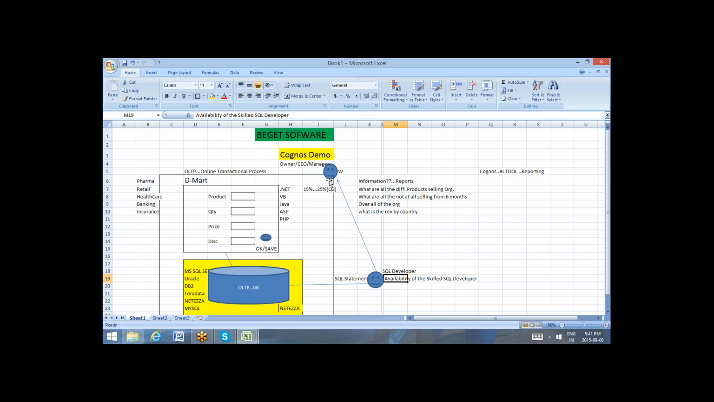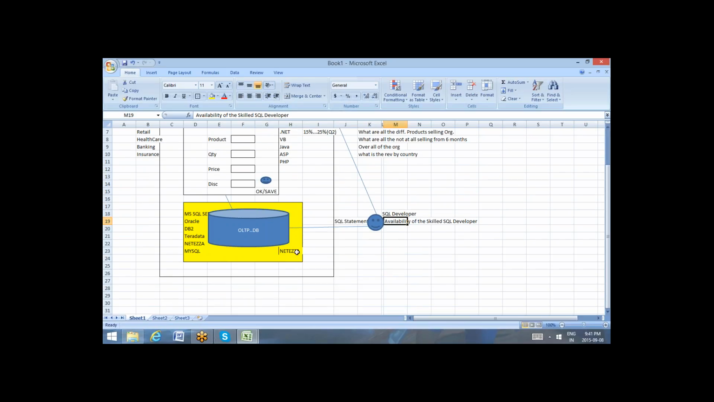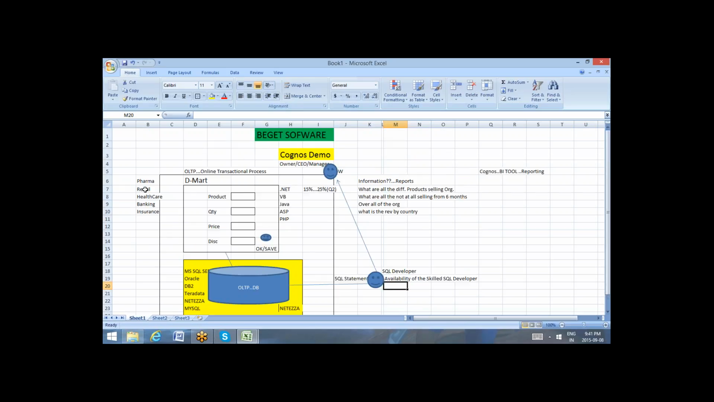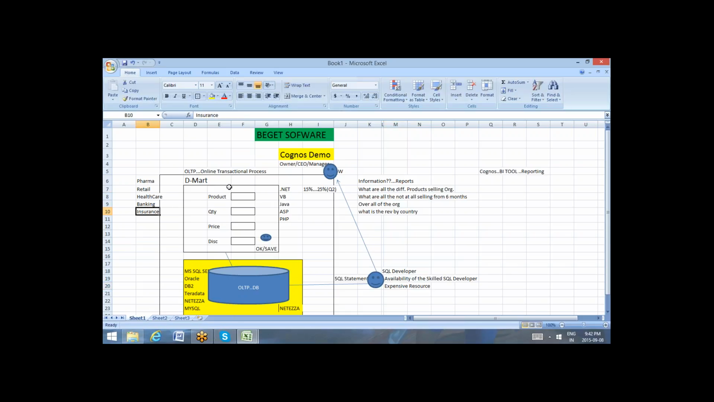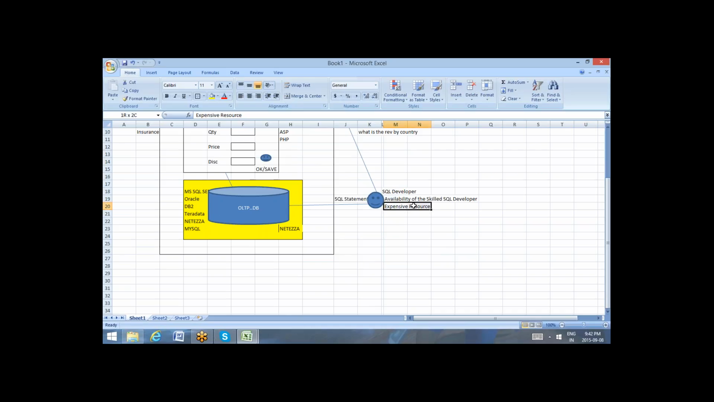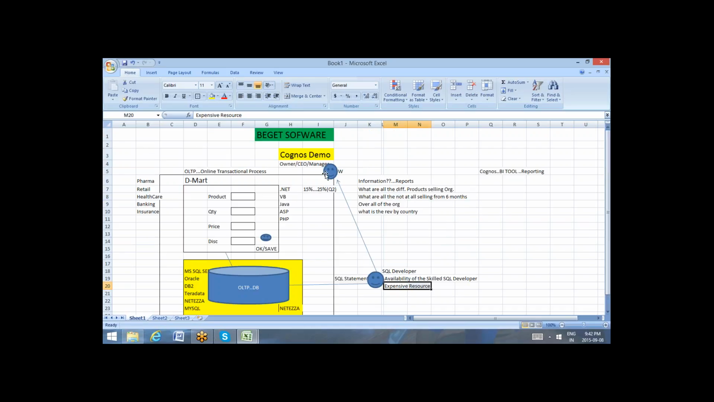Even if he hunts the entire market, assume I found one good SQL developer who writes SQL statements on top of Netezza. Since these kinds of databases and businesses are spread across all different domains, the demand is high, but the availability of skilled SQL developers in the market is low. So he is going to be expensive. He is going to demand a higher package from me. He is going to be an expensive resource because the availability of skilled SQL developers is very low, but the demand from different domains is high. So it is supply and demand. Definitely he is demanding more package.